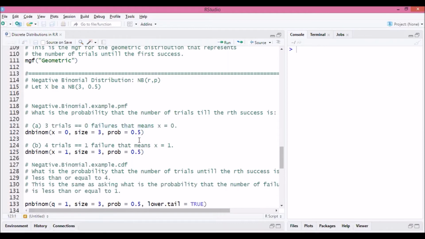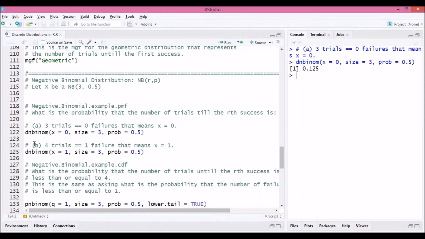And since in R, the random variable x, which follows the negative binomial distribution, is considered as the number of failures, we always need to ensure that our x is specified correctly. X is the number of failures. So 3 trials to reach 3 successes means we had no failures. So we have to submit this command, dnbinom, with x equals 0, size equal to 3, where size is the number of successes, and the probability being our success probability of a half. If we submit this line of code, we find the answer to be 0.125.